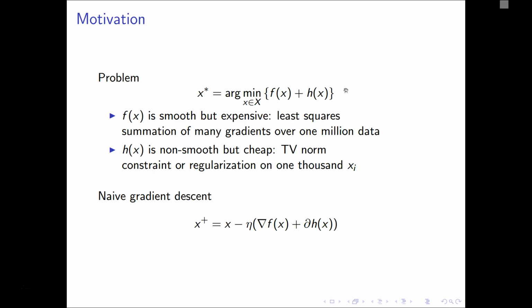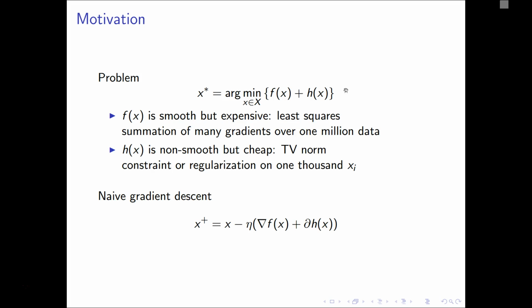And then you have this h term, which is non-smooth but cheap. For example, the TV norm or L1 norm. So it's kind of a constraint or regularization term, and it only takes your parameters instead of all your data to compute. So imagine if you want a 1,000 parameter model, then calculating h(x) will only require 1,000 evaluations with respect to each of the parameters.